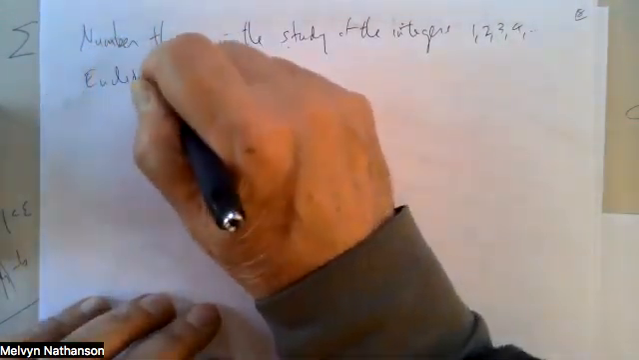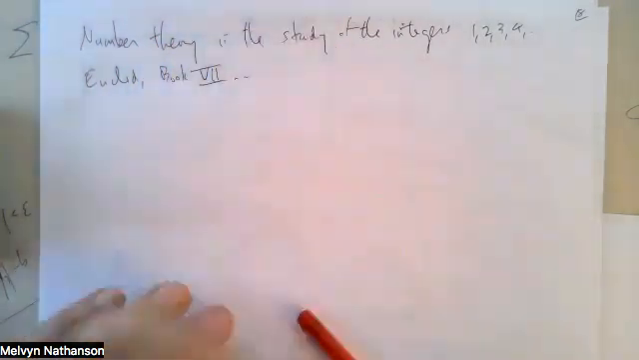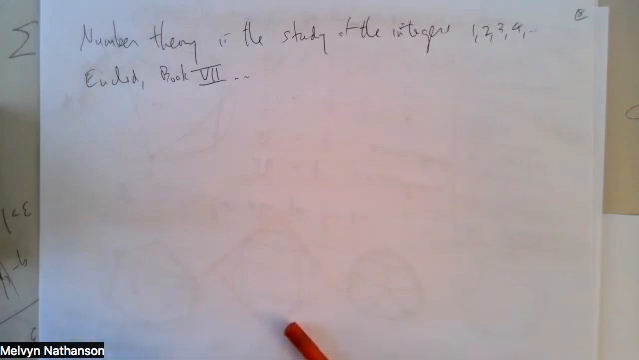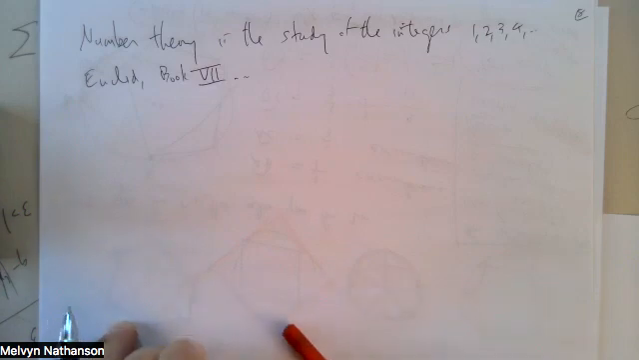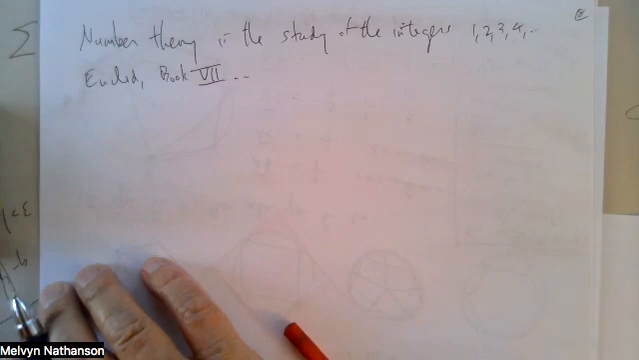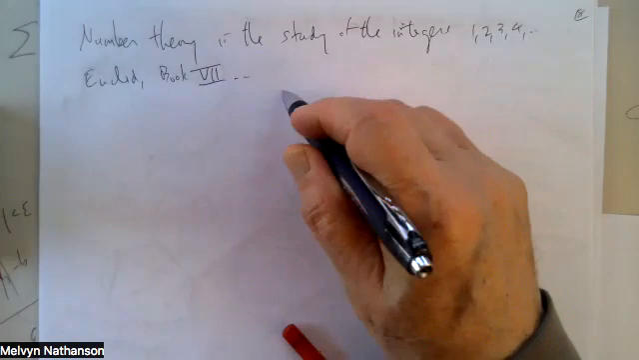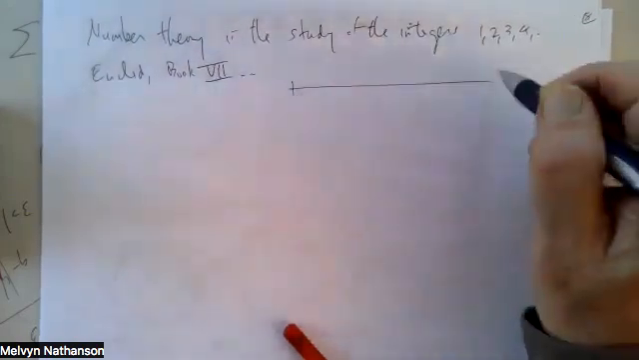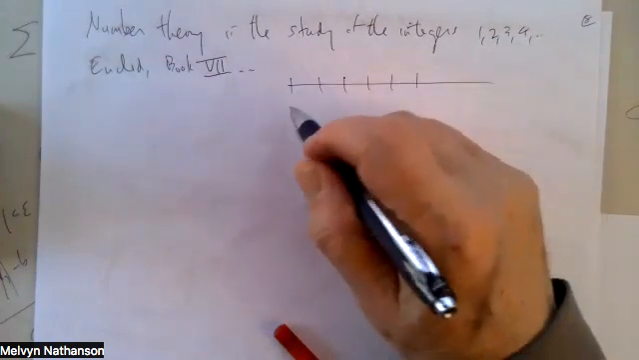beginning in book 7. One of the questions Euclid was interested in is whether you can measure one number by a smaller number. So for example, suppose I take the number 6.